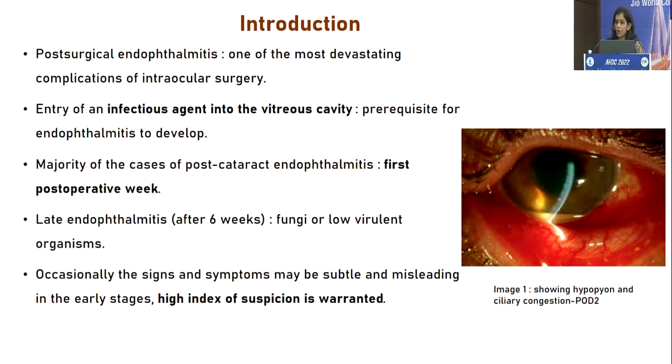As ma'am rightly pointed out, post-surgical endophthalmitis is one of the most devastating complications of intraocular surgery. Entry of infectious agent into the vitreous cavity is a prerequisite for endophthalmitis to develop. Majority of the cases of post-operative endophthalmitis develop in the first post-operative week. Delayed endophthalmitis, that is after 6 weeks, usually is caused by fungi or low virulent organisms. Occasionally, the signs and symptoms may be subtle and misleading in the early stages, so a high index of suspicion is warranted.